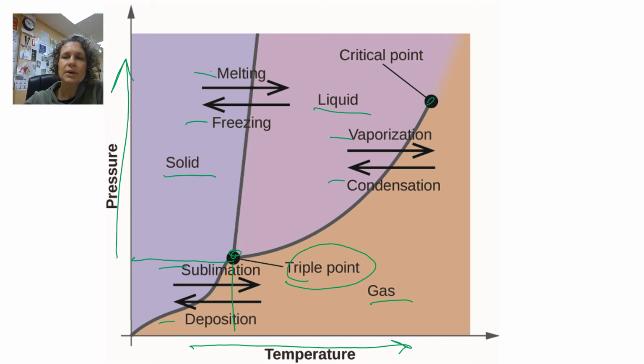So with this one, no matter what I do, I cannot apply enough pressure to get that substance to go from gas back to a liquid. Again, every substance will be different as far as what their phase diagram looks like, but it's kind of the general picture.